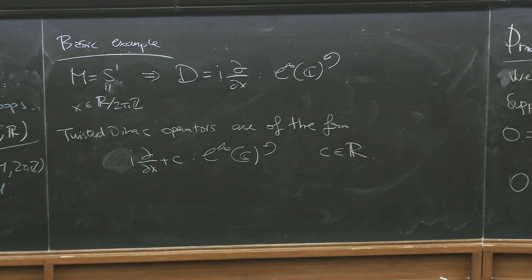Okay, so any of these turns out to be a flat connection, a twisted Dirac operator. And really there will be an S1 family, and here we have a real parameter, but at some point they become the same.